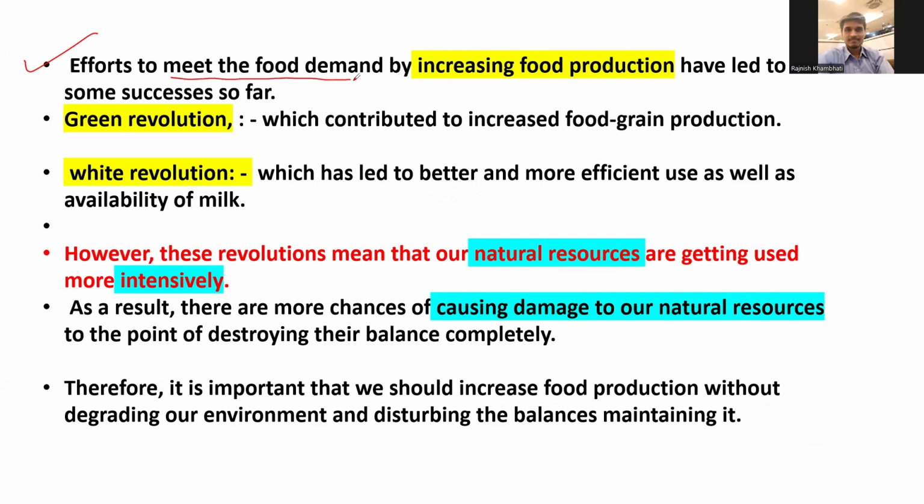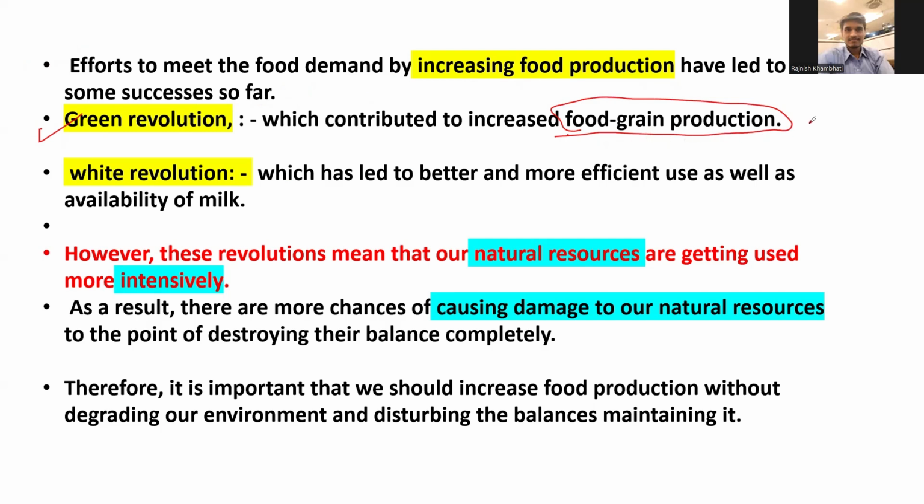To meet the food demand for a greater than billion people, efforts by increasing food production have led to some success so far, and actually we have got some success also. How did we get success? This is the answer. We got success in two ways. Number one, the success is known as the green revolution, which contributed to increasing food grain production. What we increased? We increased food grain production.